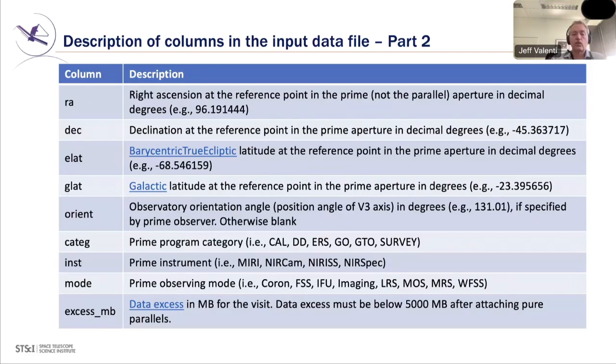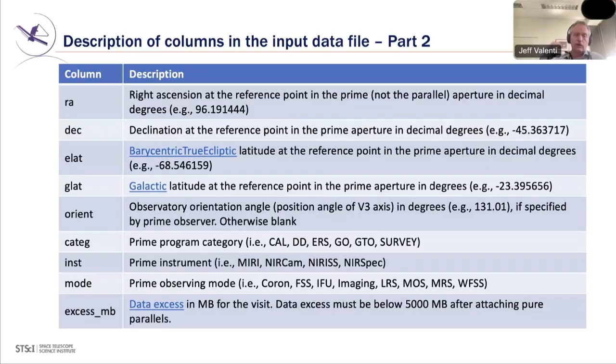There's the category of the prime program, which isn't really useful, but it's there just for information. There's the prime instrument, which is very important because if you want to use MIRI for your pure parallel, then you can't be attaching to primes that use MIRI. There's the observing mode, which in principle isn't important, but I was thinking that in some cases you might eventually figure out that the dither patterns that are used with the IFU are not big enough for your purposes, or the NIRCam ones are too large for your purpose, or whatever. So in certain specialized cases, it might be useful.